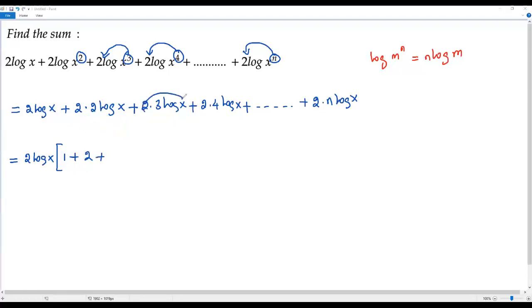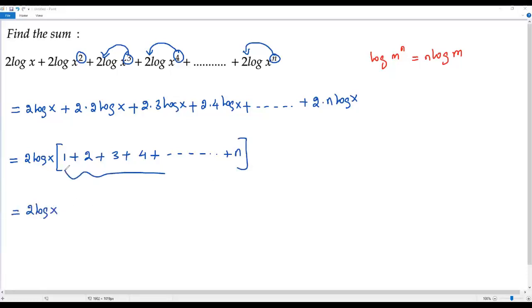Now to know what is left in the third term, I divide it by the one I factored out, 2 log x. The 2 will cancel, log x will cancel out, and I have 3 left in the third term. I do the same thing for the other terms. I'll have 4 in the fourth term, and then it keeps going. When I divide the last term by the one I factored out, 2 times log x, the log x cancels, the 2 cancels, and I have only n left in the last term. So we get 2 times log x times the quantity 1 plus 2 plus 3 plus 4 plus up to n.